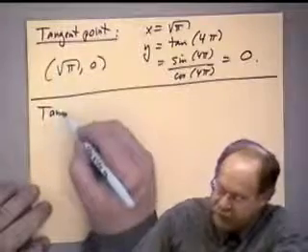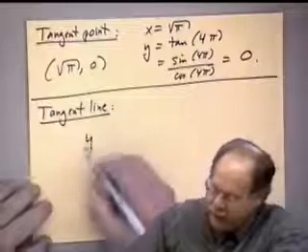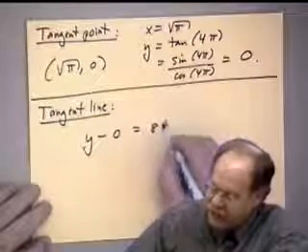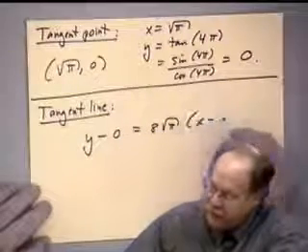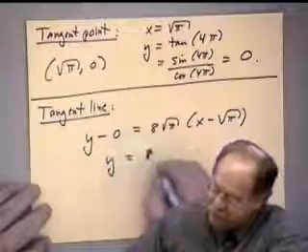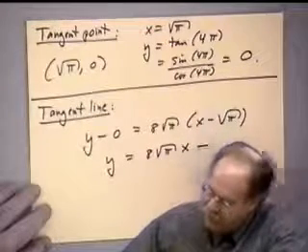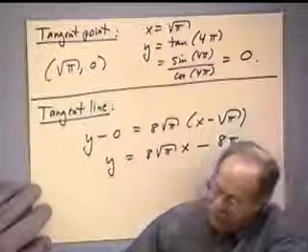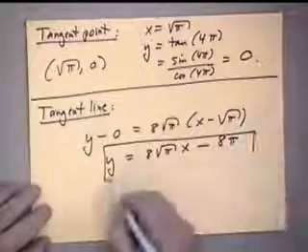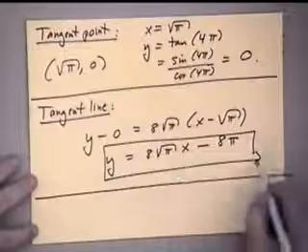Then finally we can write the tangent line with that information. And that would be y minus 0 equals 8 square root of pi times x minus the square root of pi. And if you simplify that, you get y equals 8 square root of pi x minus 8 pi. And that is the line we were looking for. And that finishes the exercises.